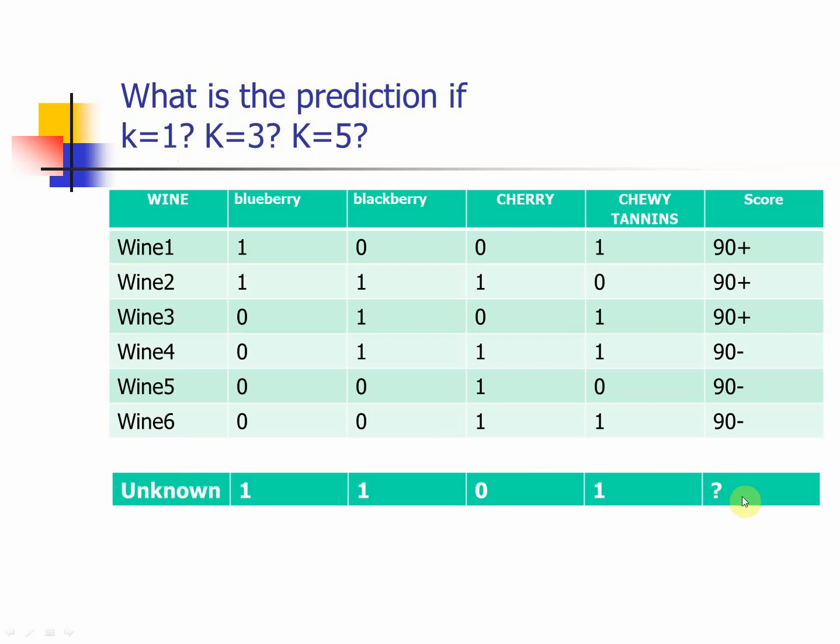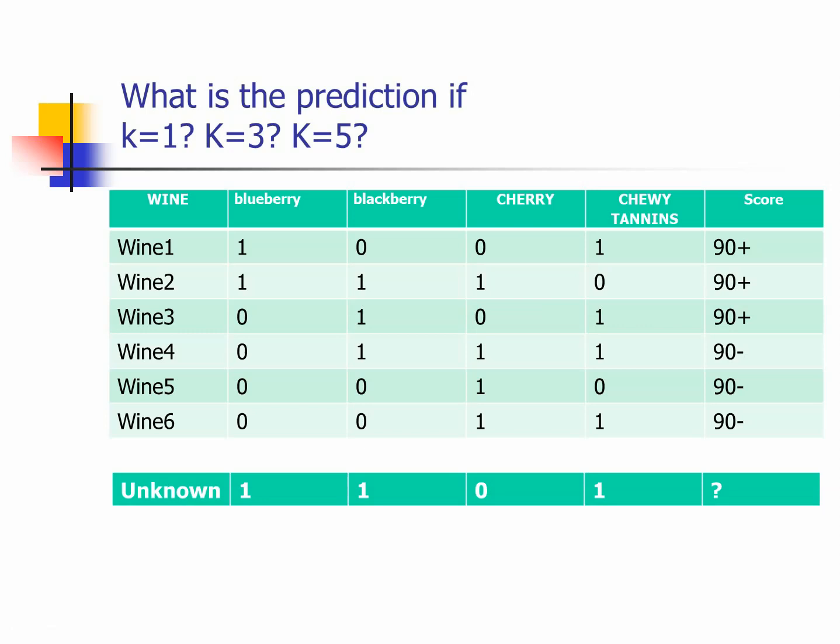Tell me if this unknown y is a 90 plus or 90 minus, and then when it comes to k equals 3, you need to find 3 closest neighbors and then make the prediction. K equals 5, do the same thing to make the prediction. Also notice that there might be a tie because we are looking at a very simplified table over here. So when there is a tie, how would you break the tie? What is your tiebreaker mechanism?